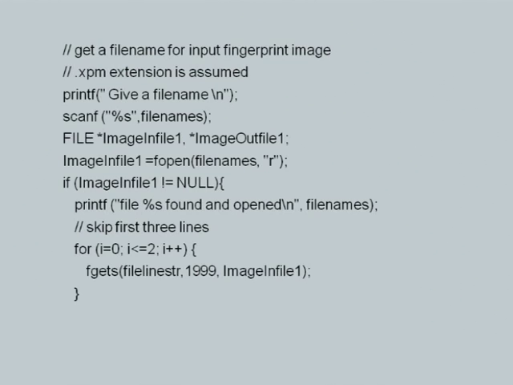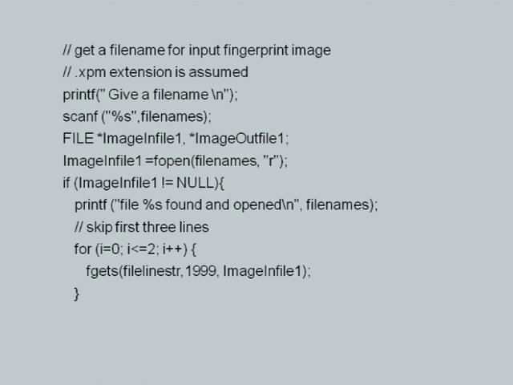So here is what I do. If image in file has opened properly, then I give a message that I have found and opened the file. Then I skip the first three lines. Why? The first three lines contain a comment with XPM written inside, then some other information, and the third one is again another comment. So I just skip these lines. I get a string from image file 1.